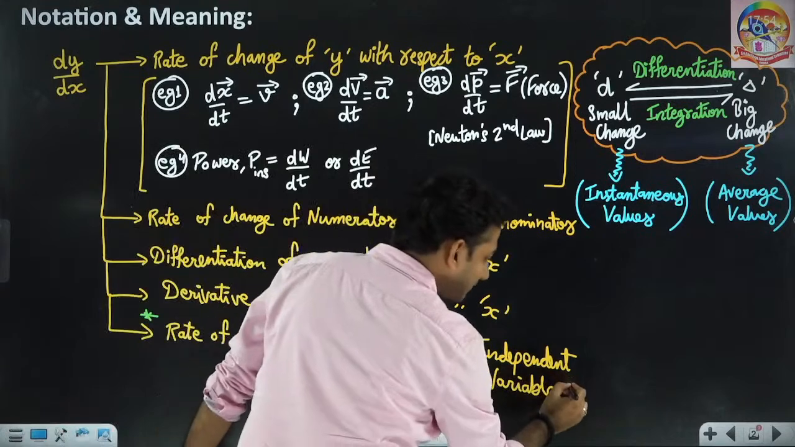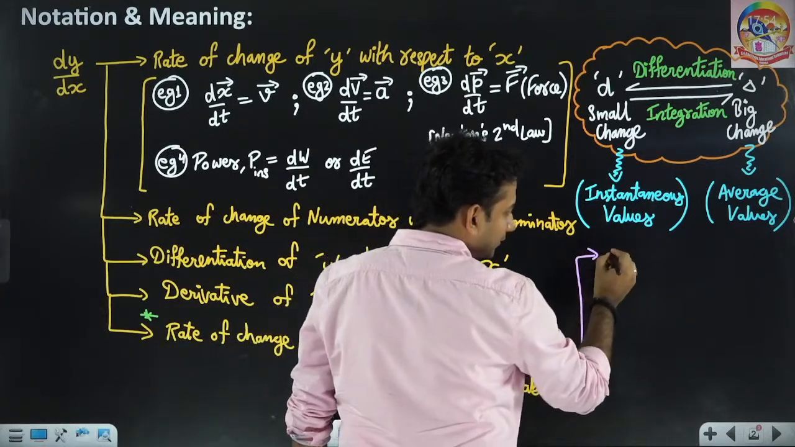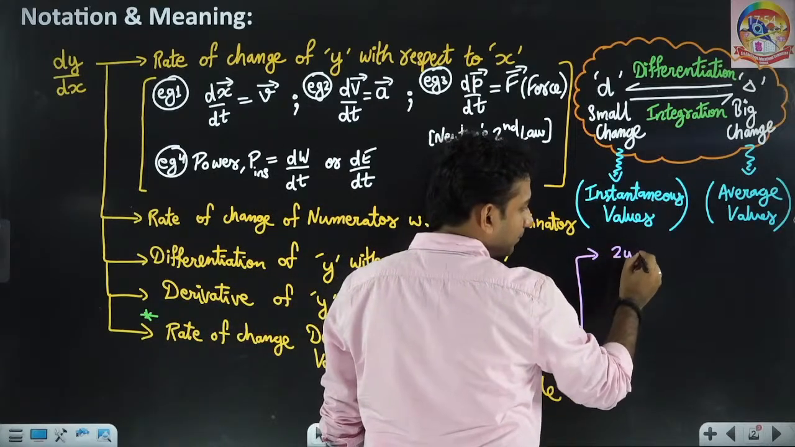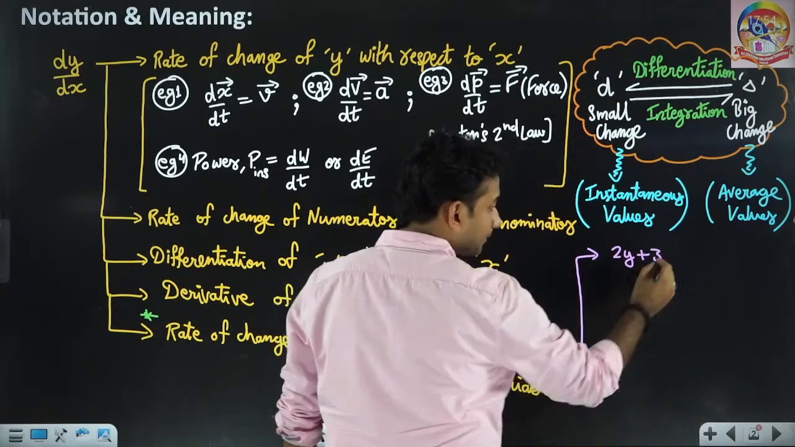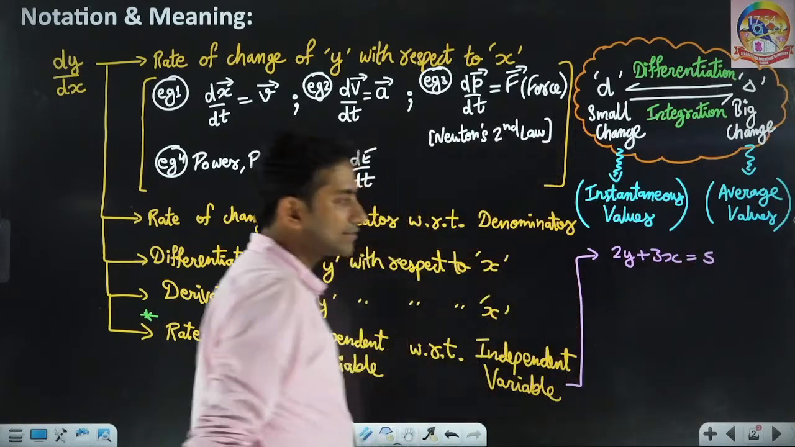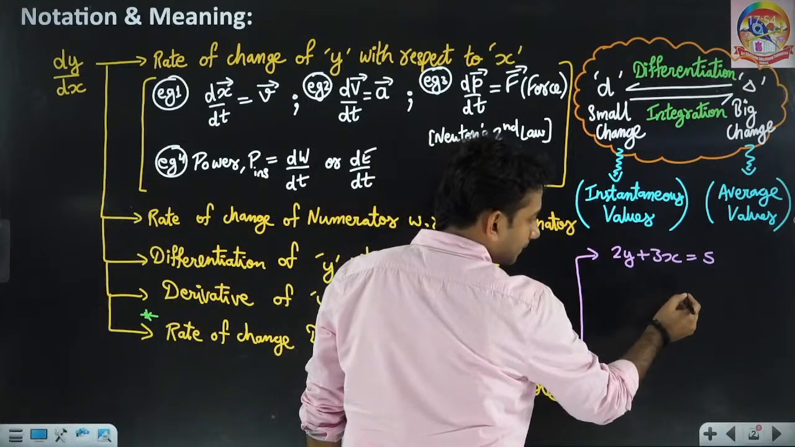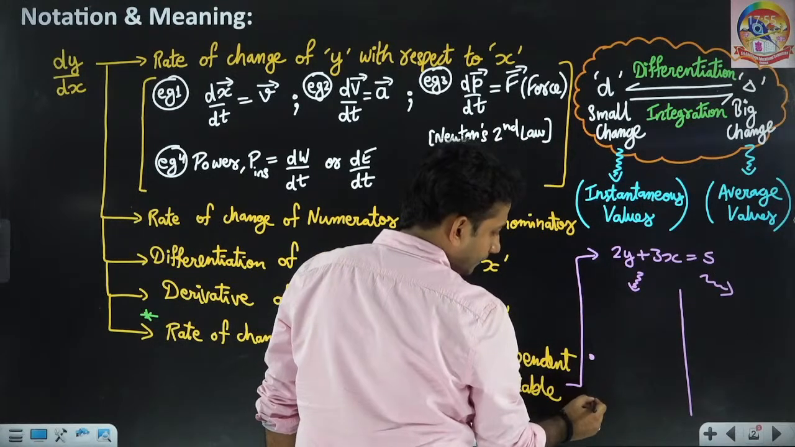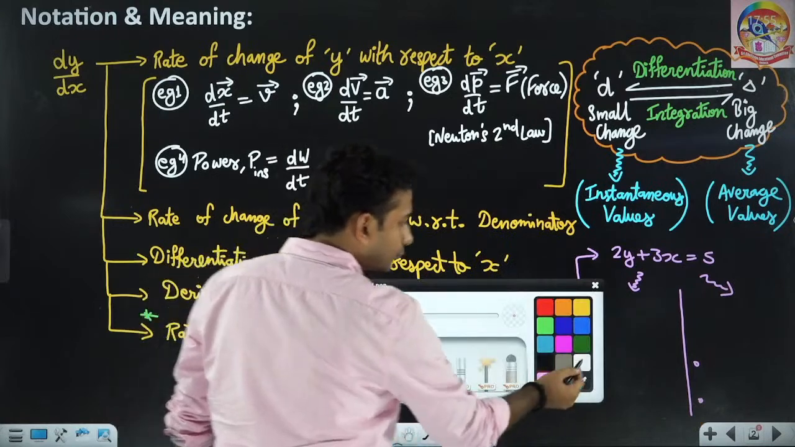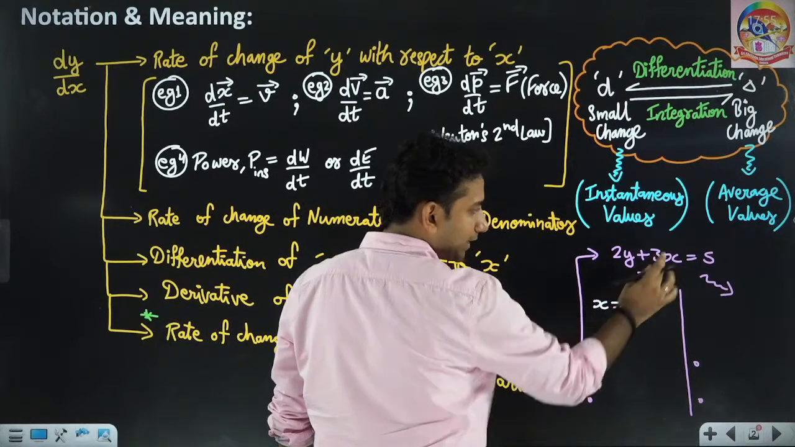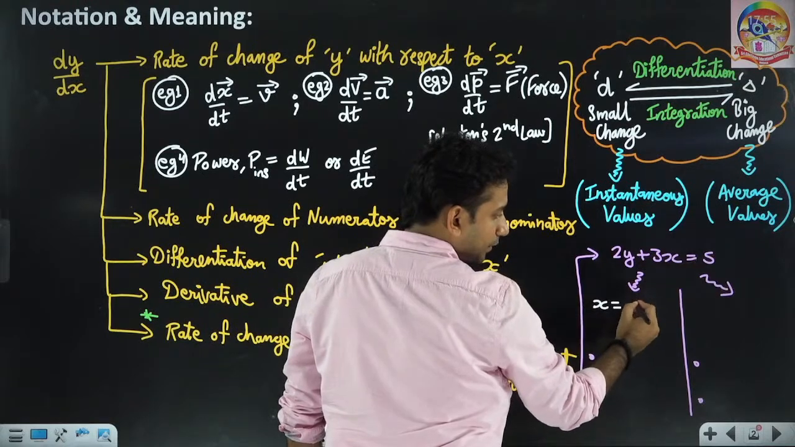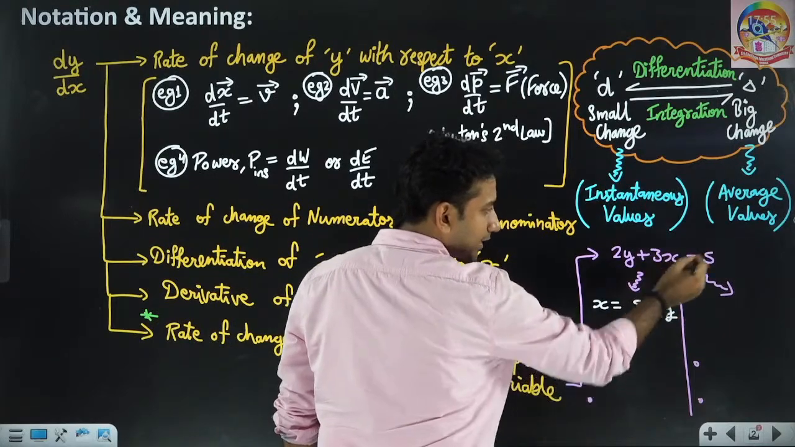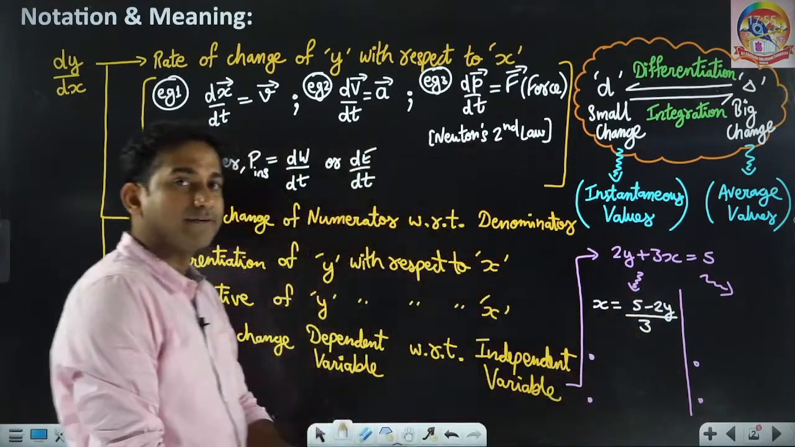You already know it. Now see, do you remember in 9th, 10th class, you used to have straight line equations? Suppose I say 2y plus 3x equals 5. Sometimes you used to express it by isolating x. So can I say 3x is equal to 5 minus 2y? Then x can be written as (5 minus 2y) by 3.